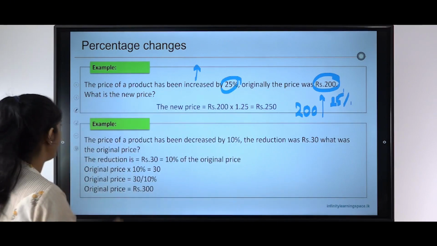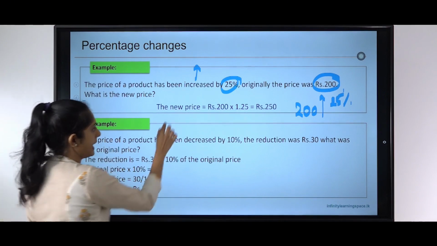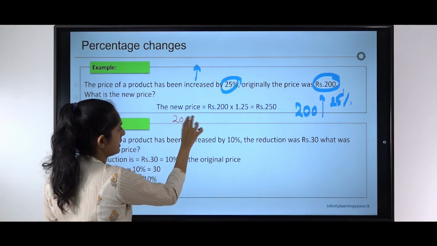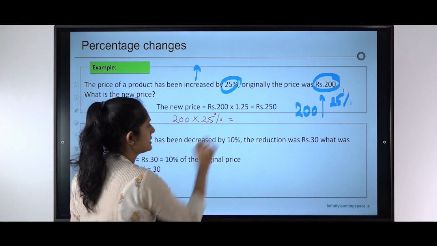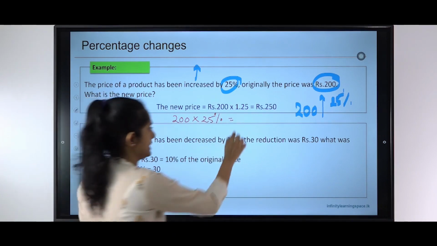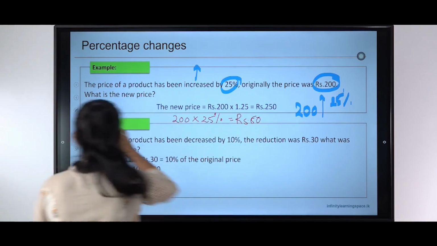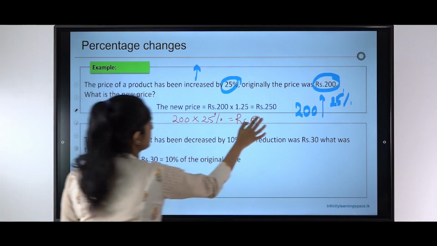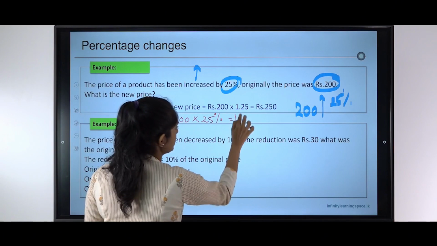So there is one way you can do it, of course. You can take 200, calculate 25%, which is 200 into 25%, is rupees 50, right? Rupees 50.